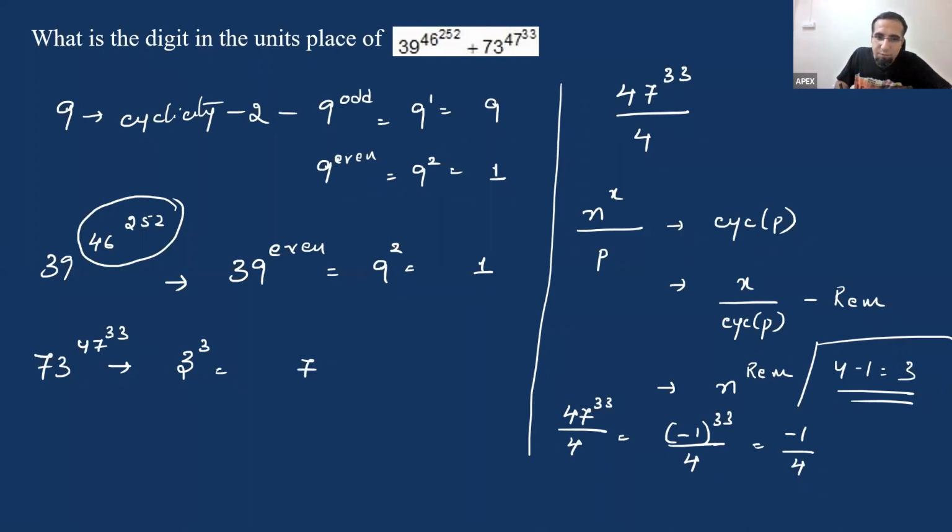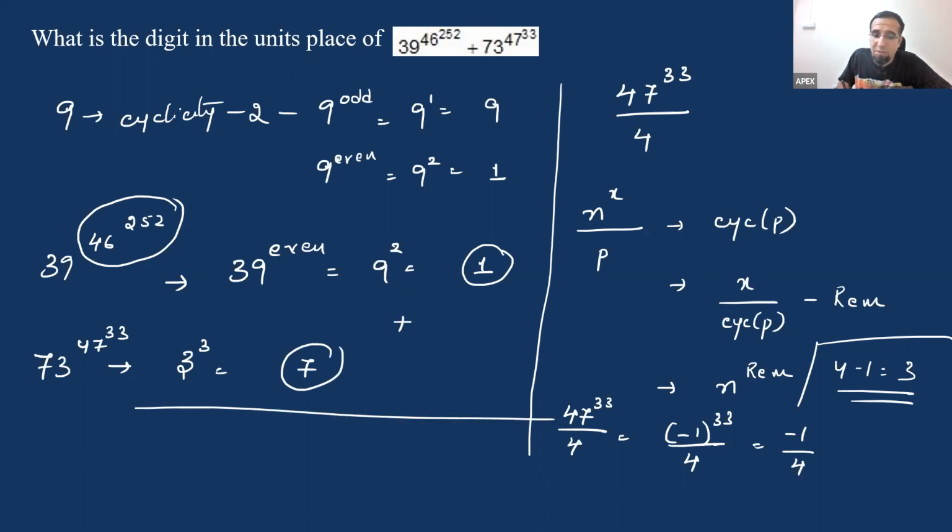So the last digit of 9 to the power something is 1. And the last digit of 3 to the power something is 7, and I'm adding both of them, which means the last digit of this expression is going to be 8 here. Clear? So you should not have left this question, guys. So according to me, 4 questions with this question you should have definitely answered. You should not have left this question so far. Okay, let's move to the next one.